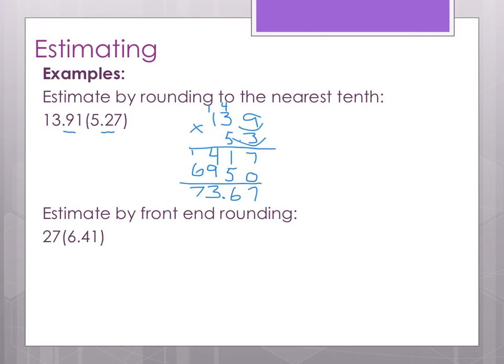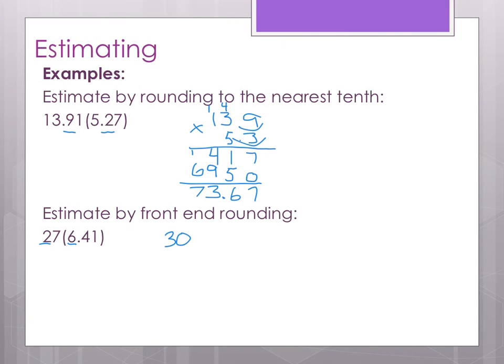Next, I'm going to estimate the second problem by front-end rounding. So I'm rounding to the leftmost place. In this number 27, it's the tens, and in 6.14, it's the ones place. So for 27, I look to the right. The 7's going to make the 2 go up. I'll round that to 30.